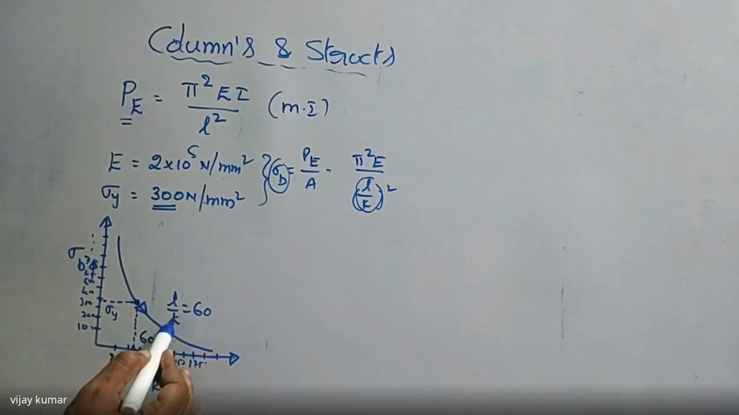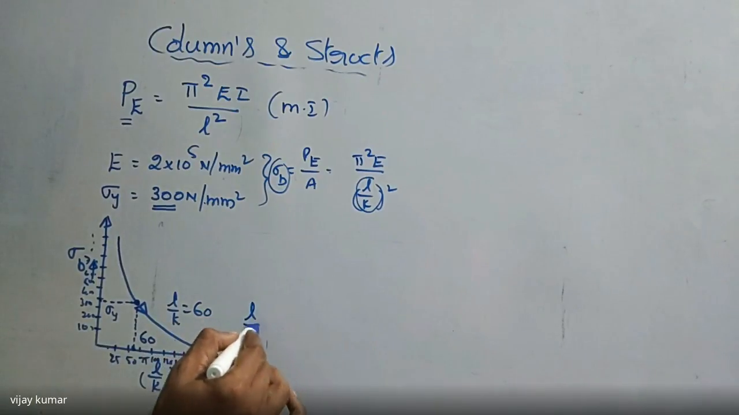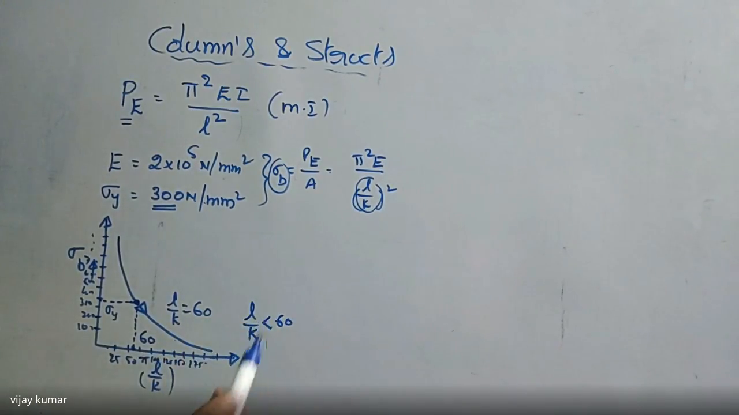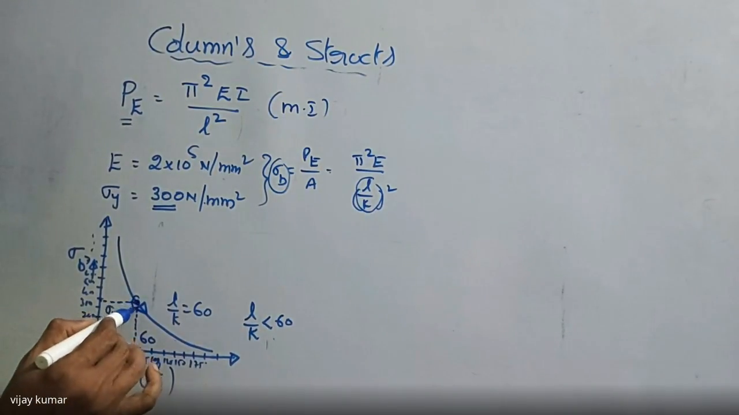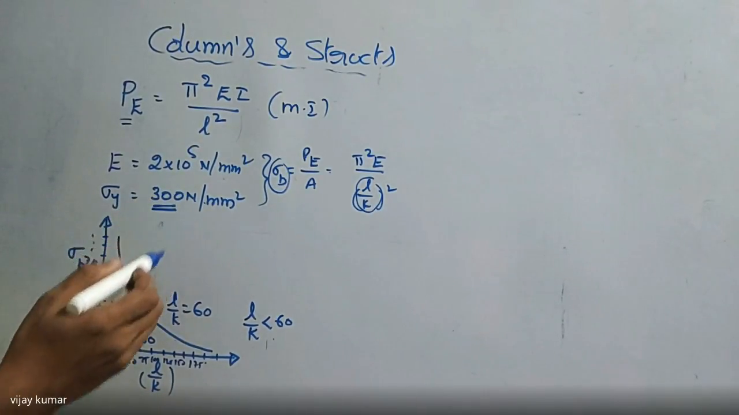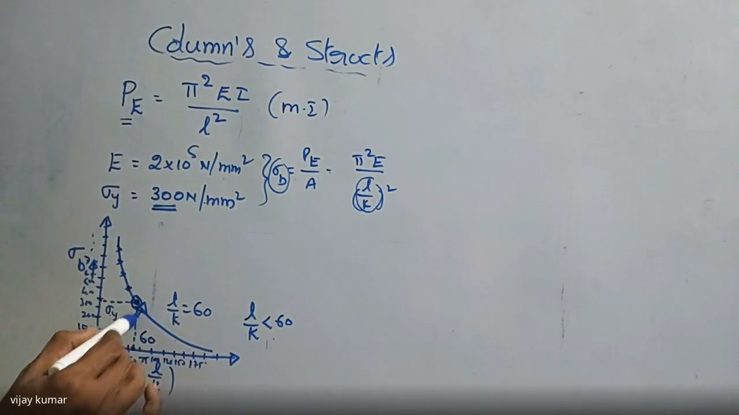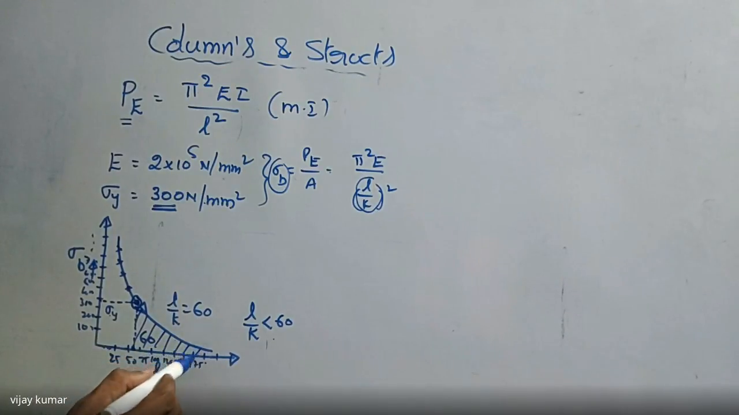If this L by K ratio is less than 60, what happens? Less than 60 means it reduces. So when L by K is less than 60, then this sigma B value always exceeds this value 300. So that's why we are getting this point, this point, this point. That's why this is the region in which Euler's formula is satisfied. So this region is named as the limitation of Euler's theorem of column.